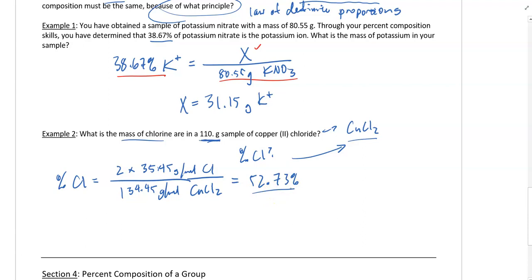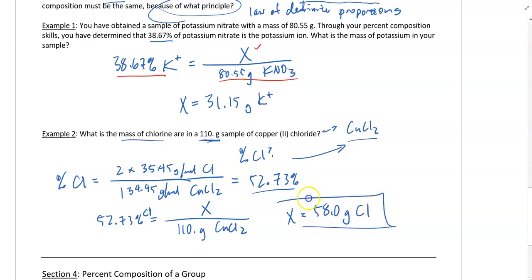What this does, though, is it allows us to have, like example 1, a percentage that we can work with, which we can then apply to the given mass in this problem. So let's rewrite it. 52.73% is going to be equal to x over the entire mass, which is 110 grams of CuCl2. Again, this Cl, I forgot to label that. And on top I have the x, just like the previous problem. So I can rearrange, solve what I need to, and my final answer ends up being 58.0 grams of Cl. And that's your final answer.